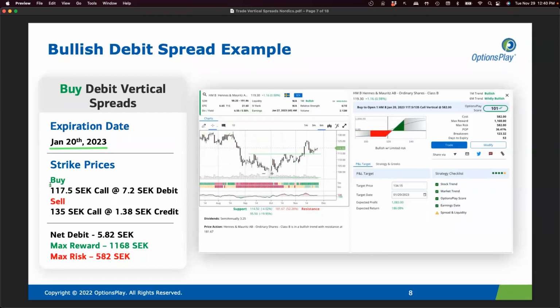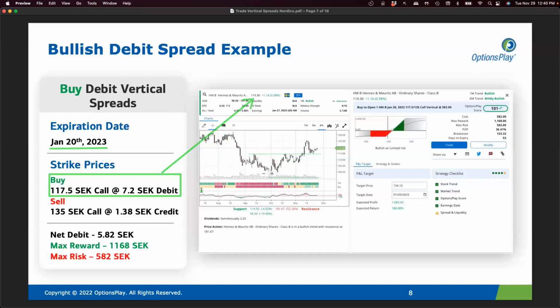And what I'm doing is I'm looking at the strategy driver, which is I'm buying the 117.5 crown call for 7.2 crowns. So this is where the stock's trading at 119, roughly 120 crowns. I'm going to buy a slightly in the money call option. This is the starting point.